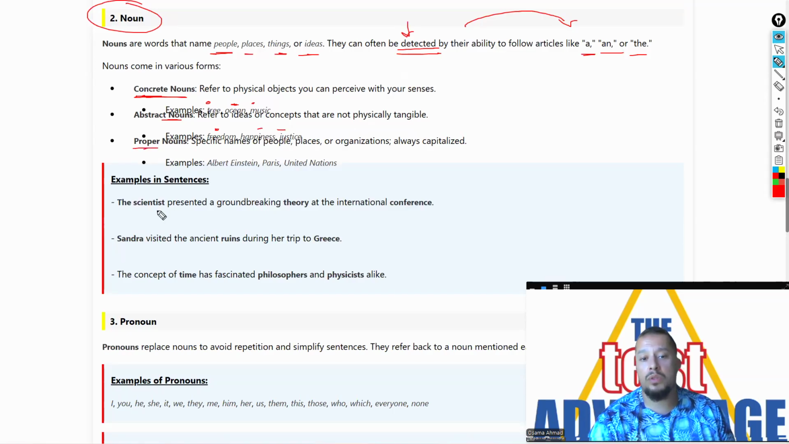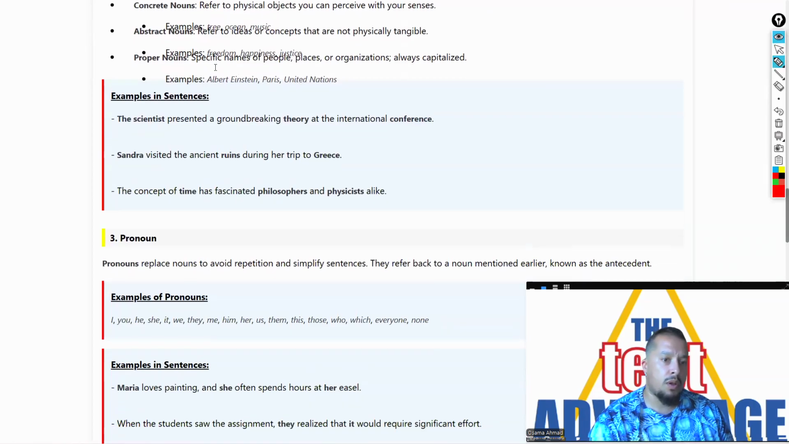And proper nouns. ال proper noun اسم حاجة معينة ودايما capitalized زي Albert Einstein, Paris, United States, Mr. Osama, right? The proper noun. The common noun ده اسم العادي بتاعتها. So here's some examples. The scientist presented a groundbreaking theory at the international conference. This is a noun, this is a noun, this is a noun, right?